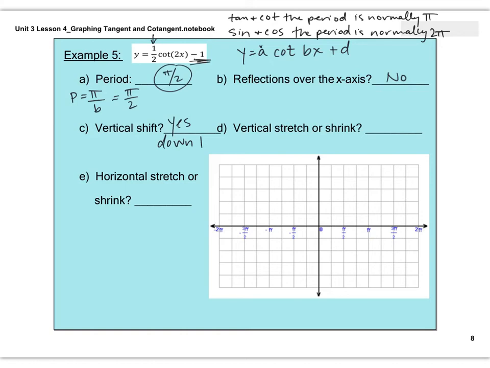So is there going to be a vertical stretch or shrink? Think about the amplitude. We have a 1/2 in front, so I'll just circle it right here. That will affect the vertical stretch or shrink. So we're going to say yes, by a 1/2. And then is there a horizontal stretch or shrink? We have a number 2 there, and so again, you have to think, what is that doing to the period? Instead of our period being pi, it's pi over 2. So we're going to shrink by a half.